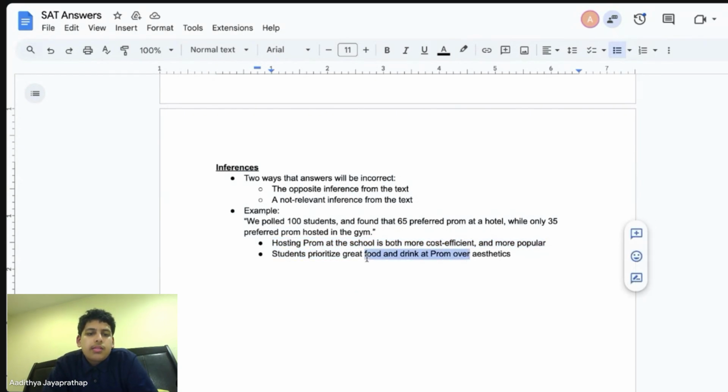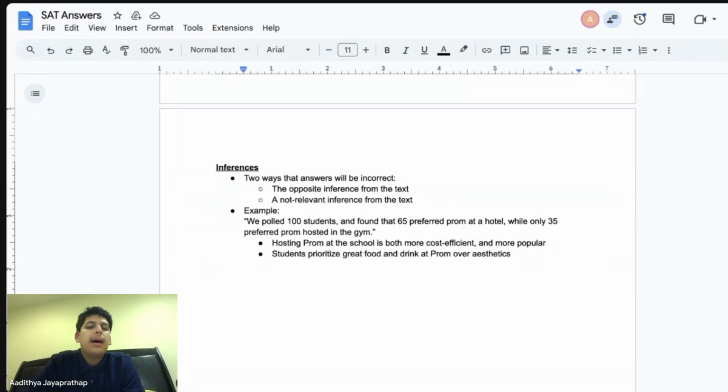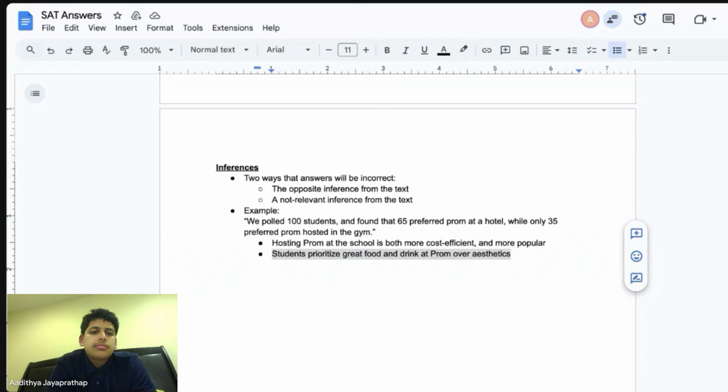But then this one, where you say students prioritize great food and drink at prom over aesthetics, is also not a correct inference, right? But it's not opposite in the way the other one is. You just can't decide that based on what you just read. It could be true. If they had polled students about what foods they prefer at prom, or whether they prefer soda and water or juice, then you might be able to say something like this. But they just didn't ask students about food and drink at all. So it could be true, but it's a wrong inference. Something being right doesn't automatically make it a good inference, right?